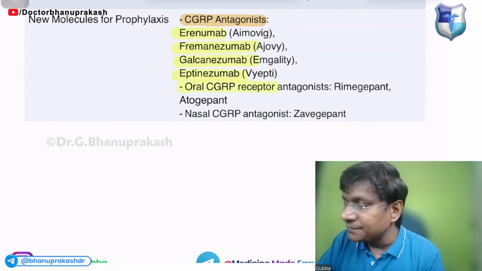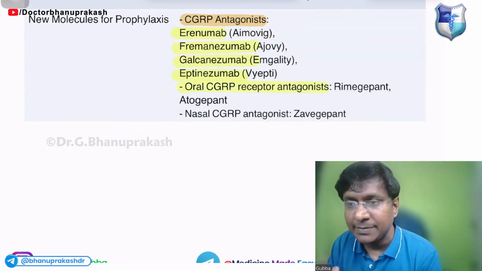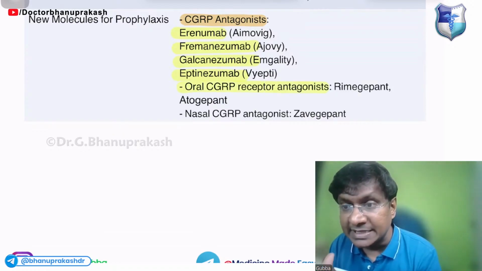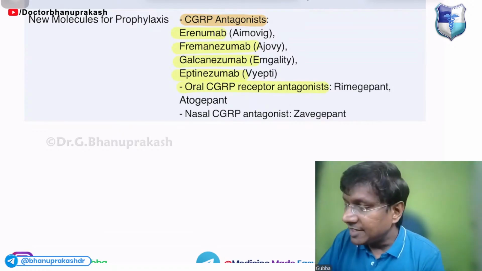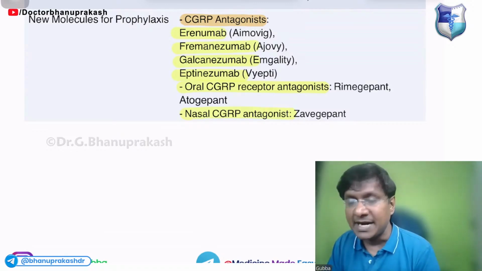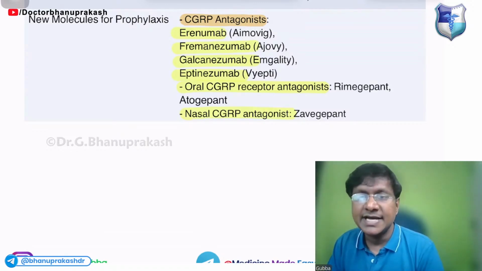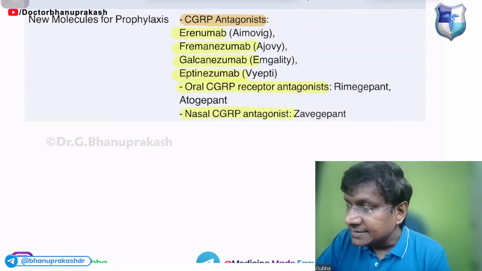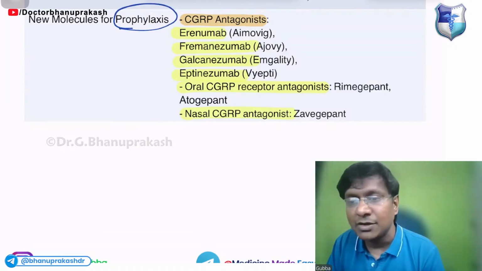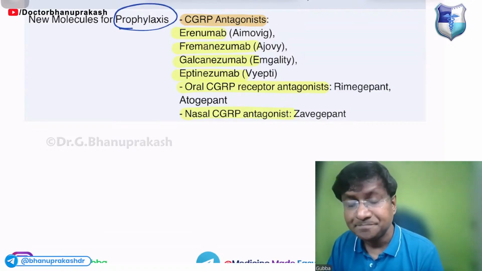The oral forms of the CGRP receptor antagonist will be rimegepant as well as atogepant, right? And we have a nasal CGRP antagonist, that is zavegepant. These are the CGRP antagonists, but please remember they are given for prophylaxis but not for acute attacks of migraine.